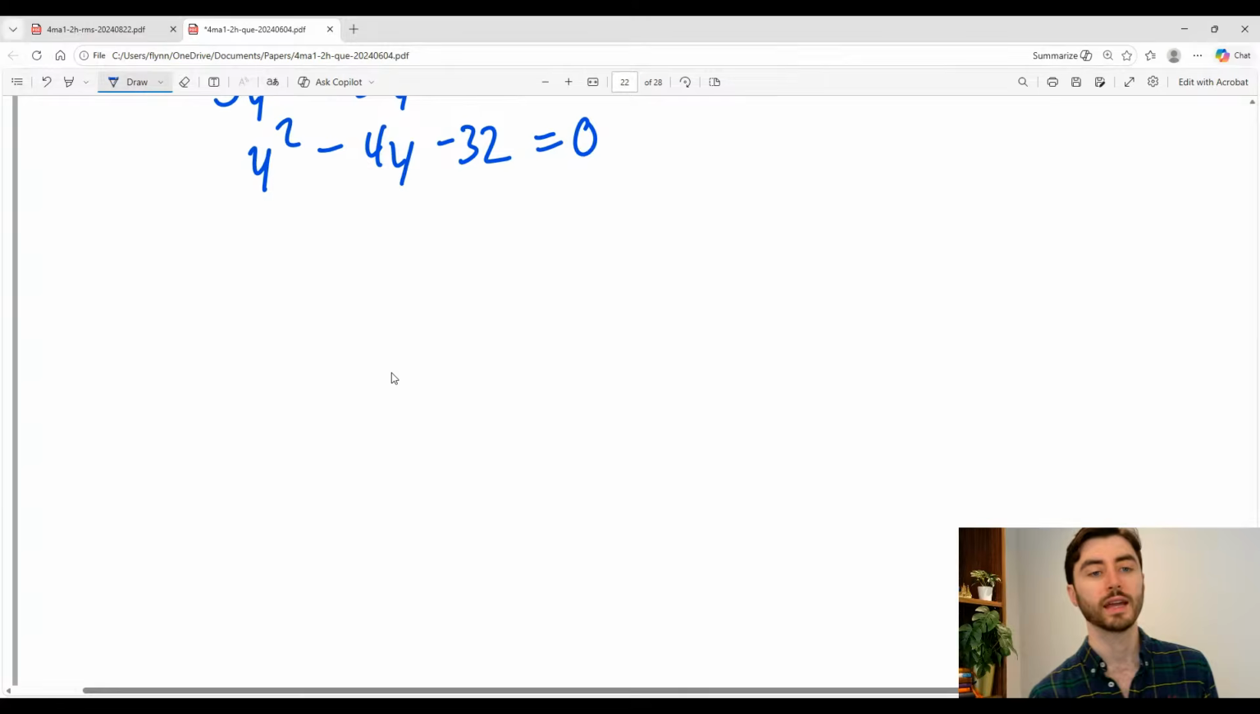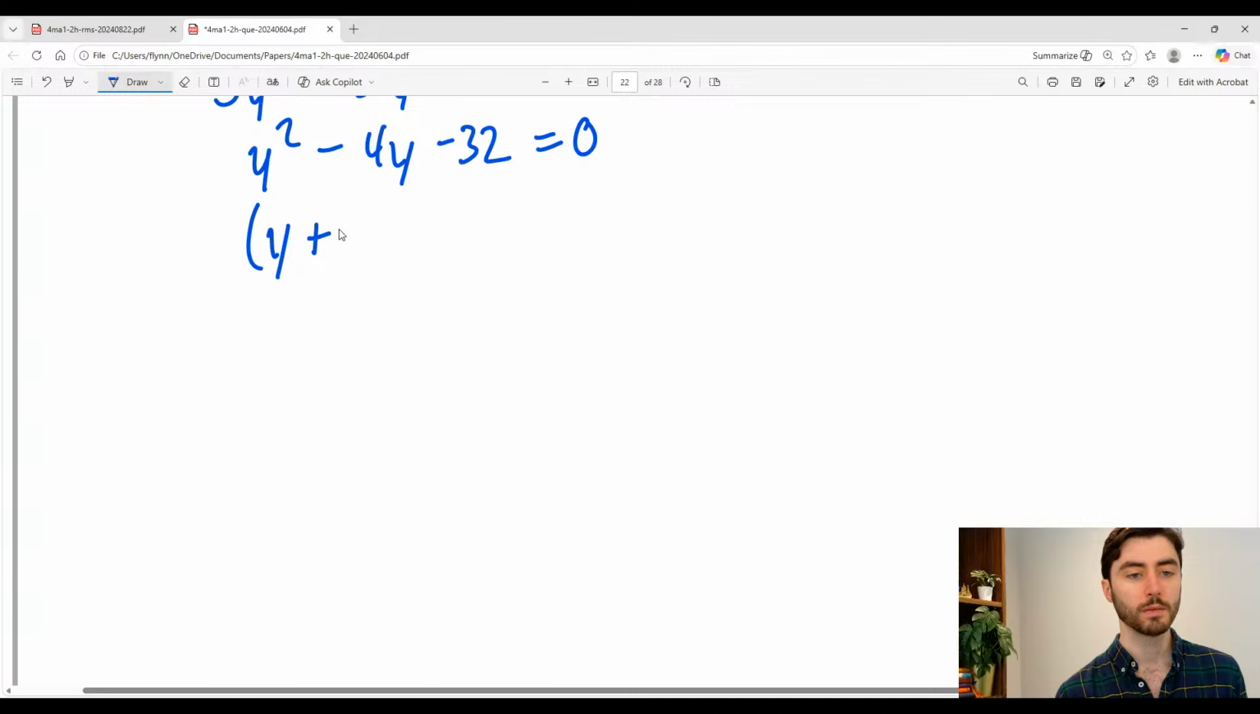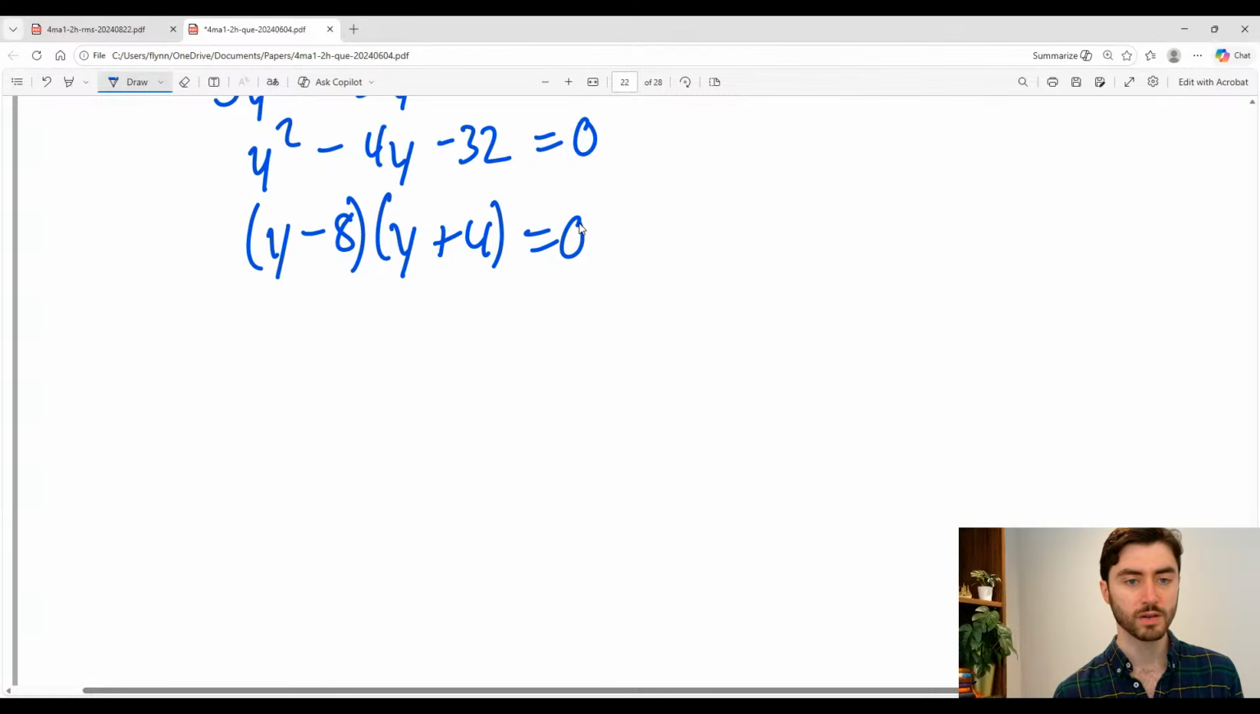So immediately I can see that this will be y minus 8, y plus 4 is equal to 0. And then y is equal to 8, or y is equal to minus 4.